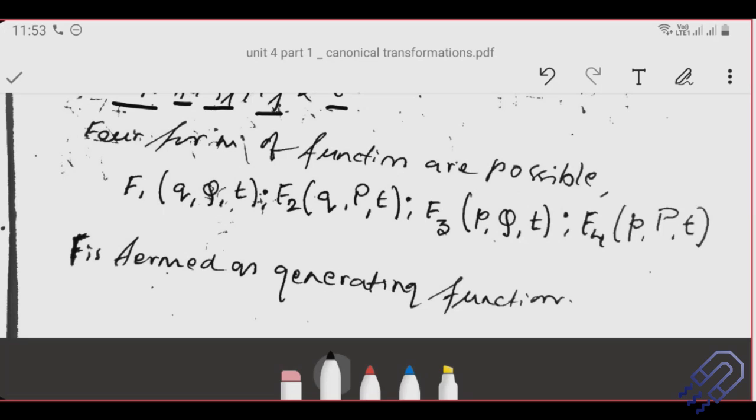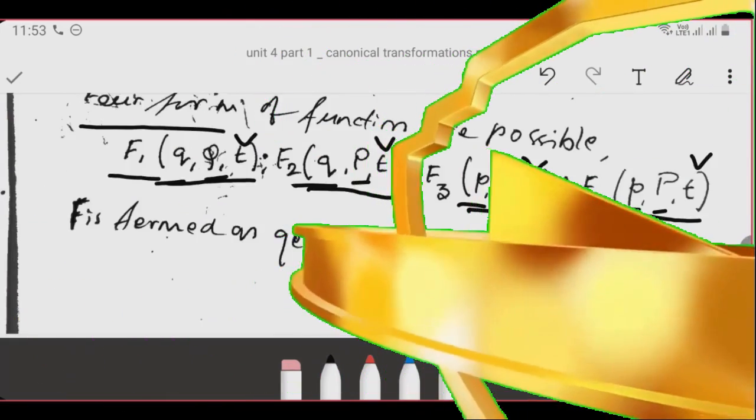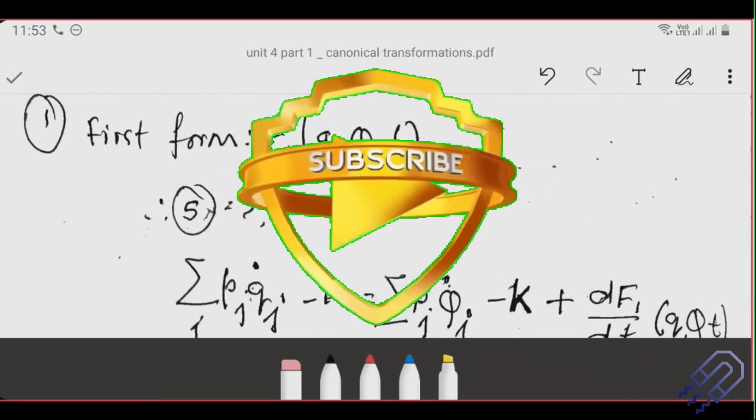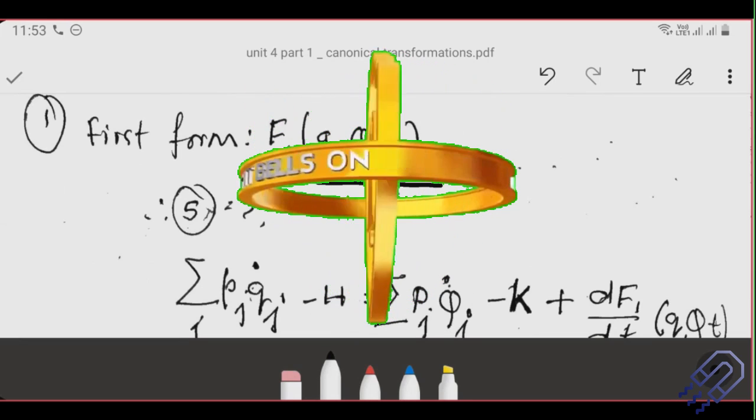So this f is termed as the generating function and it has got four forms. And you need to remember all these four forms. You have to remember it also. That is very important. So let's take up the first form. The first form is small q, capital Q, time.